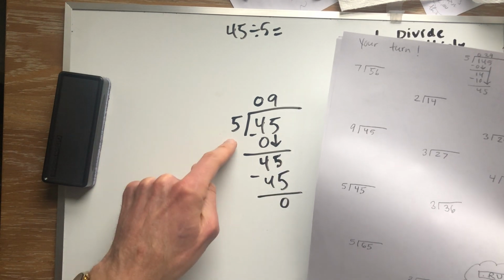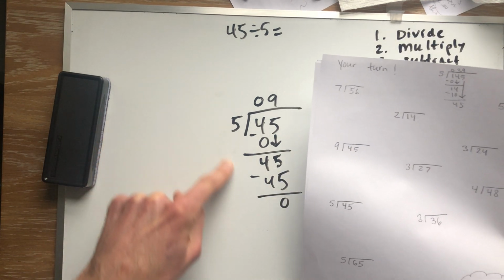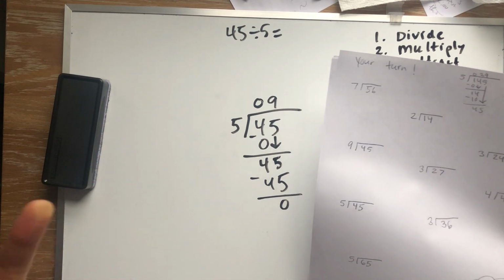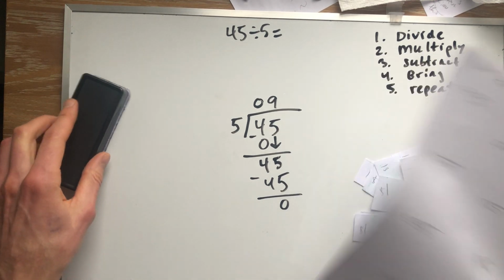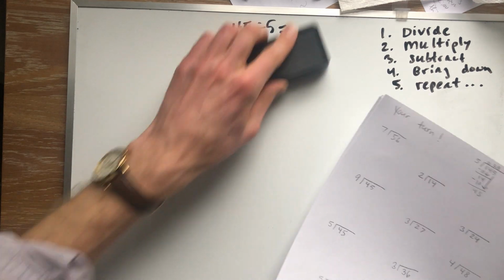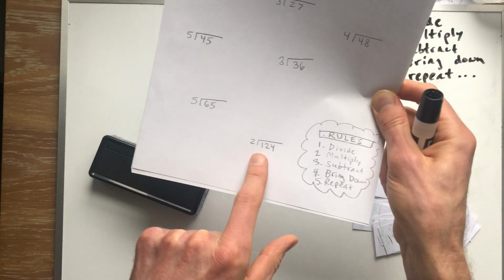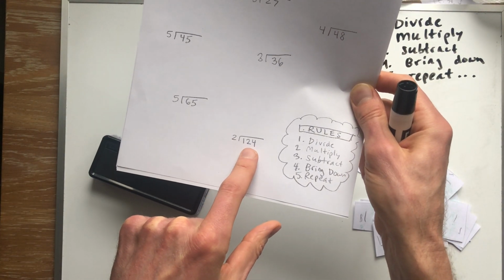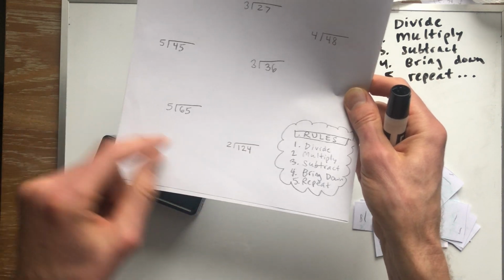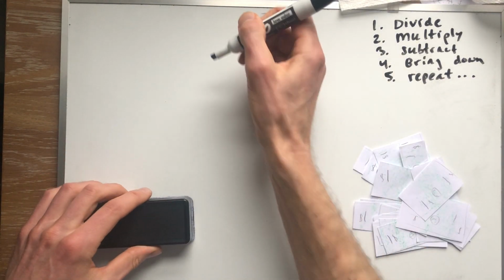But I want you to get used to doing this. And it's a lot of work. It's like, what? That's a lot of work, Daniel. But you need to know how to do it because I'll do one more problem. If you have a problem like, let's say this one down here, 2 and 124. 2 times what is 124? Let's solve that one.